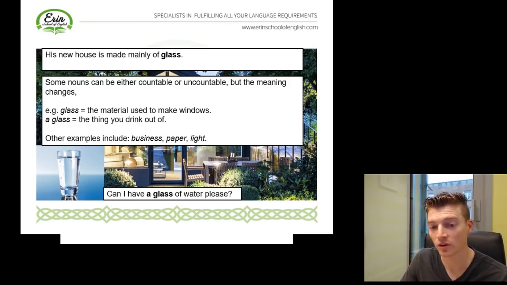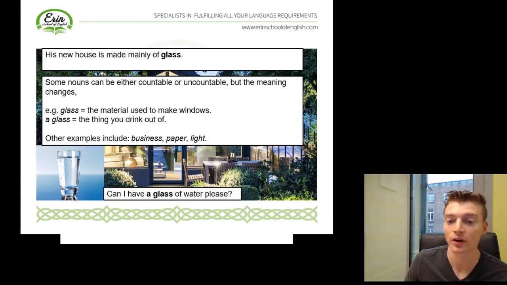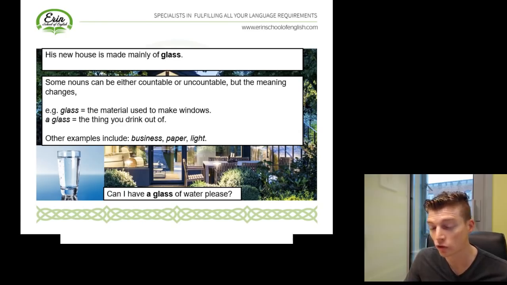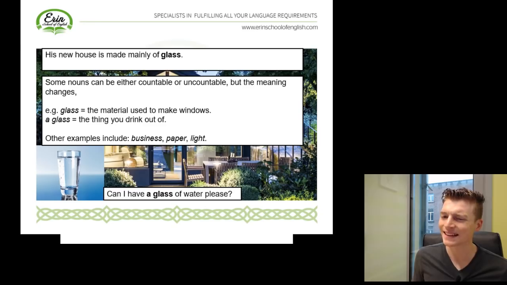Some other examples of these nouns: business. So for example, she runs a very successful business. Here it's countable. However, if we want to talk about 2 people buying and selling or doing deals, we say they did business together. In this context, business is uncountable. We could not say they did a business together. So the same word, different meanings, and it can be countable or uncountable based on that meaning.